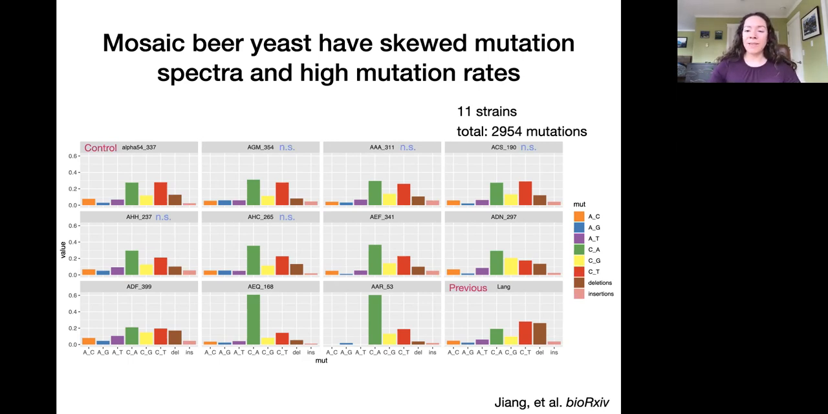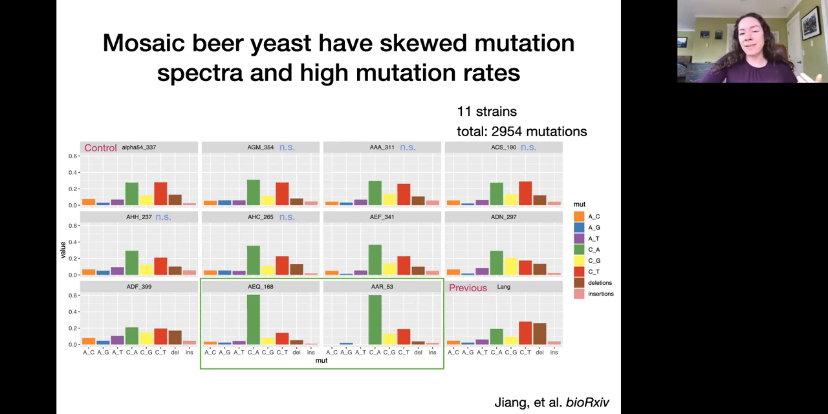These are histograms of how many A to C, A to G, A to T, and so on mutations there are in each of these strains. You can see that the two strains at the bottom, called AEQ and AAR, are highly enriched for C to A, which is an odd coincidence with the mouse project. That was very fun to see.